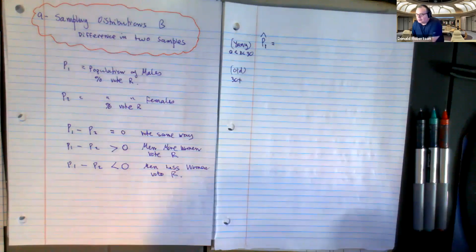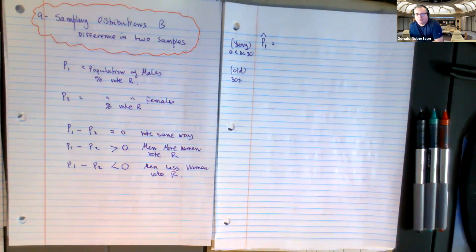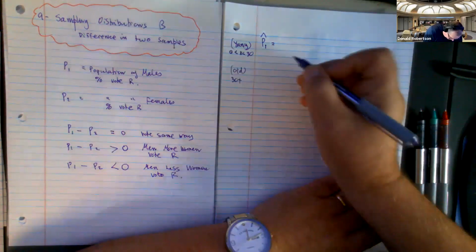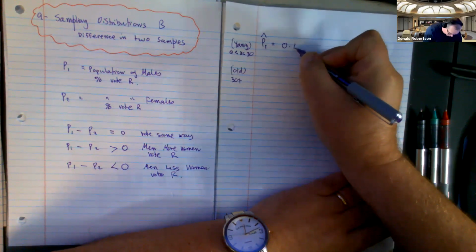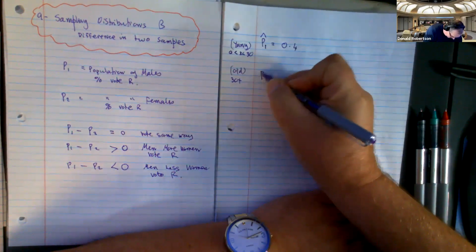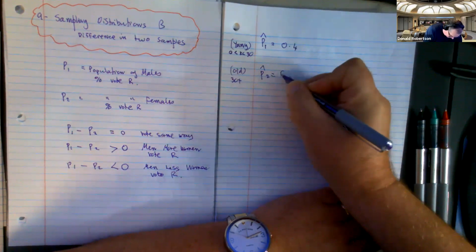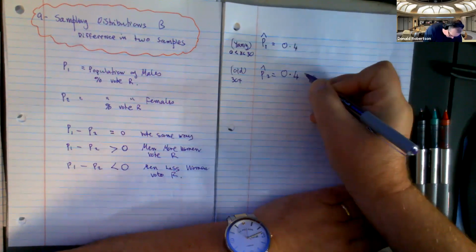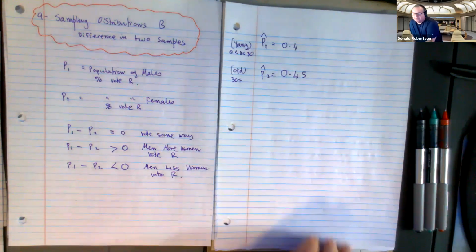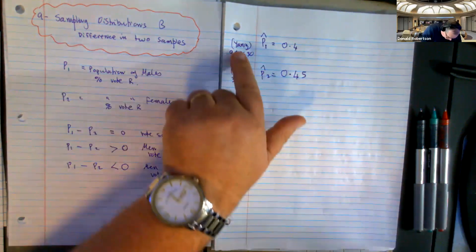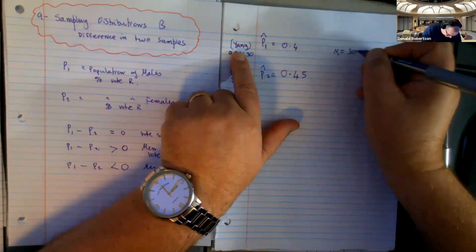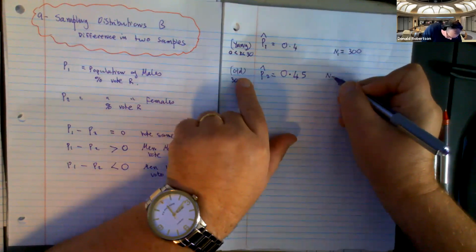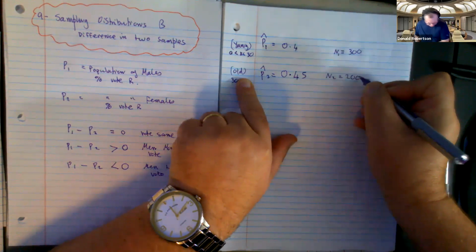Now, I'm just making that up. You can decide yourself what old and young is. But we asked them, do they like Pepsi as their favorite drink? And for the young ones, it was 0.4. And in the old group, it was 0.45. And in this group, we had a sample of 300. And in this group, we only had a sample of 200.